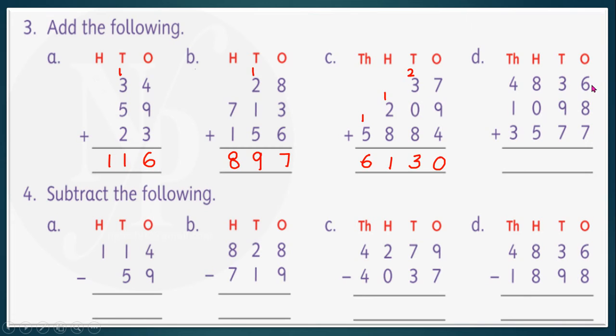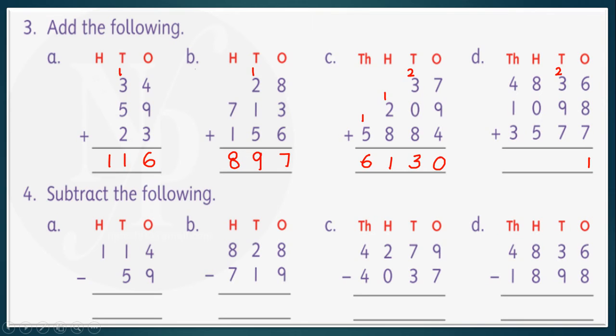D. 6 plus 8 is 14 and 14 plus 7 is 21. So 21 can be regrouped as 2 tens and 1 one. Therefore 1 is written here. 2 tens is carried forward to the tens place or tens column.